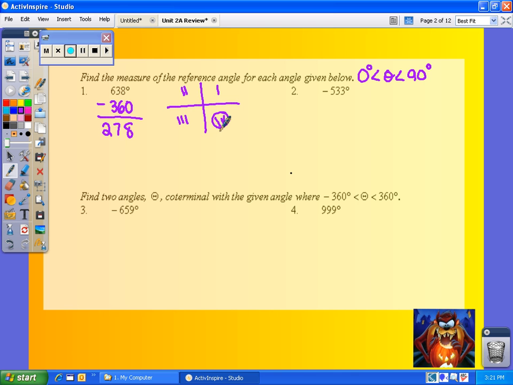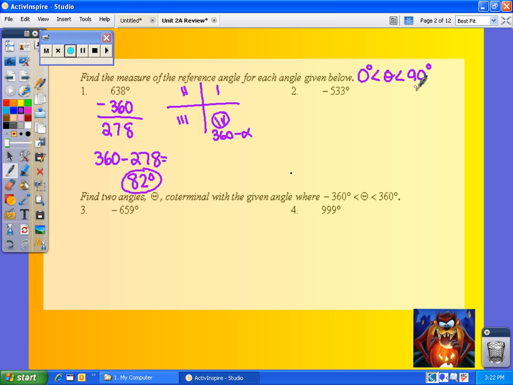The fourth quadrant rule is to do 360 minus the angle. Well, if I do 360 minus 278, I wind up getting 82 degrees. If you got 98 degrees, remember 98 is not between 0 and 90. So that would be incorrect. Please make sure that all of your angles are between 0 and 90.